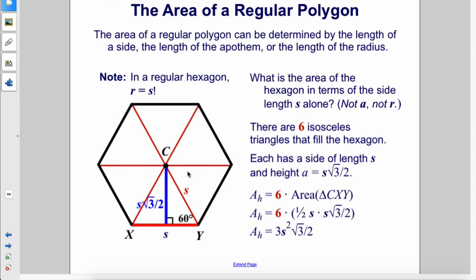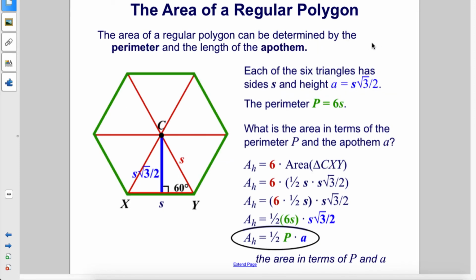There are 6 isosceles triangles that fill the hexagon. Each has a side length of s and a height a, which is s times the square root of 3 over 2. Therefore, the area of the hexagon equals 6 times the area of each of these triangles. And if you plug in the information, you get the area of the hexagon equals 3 times s squared times the square root of 3 over 2.